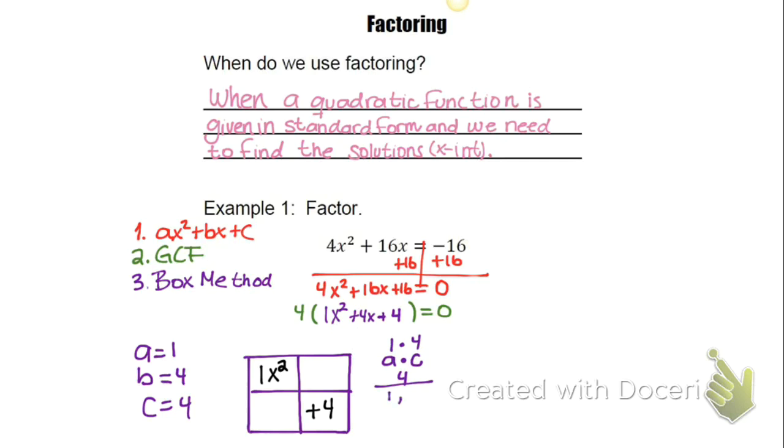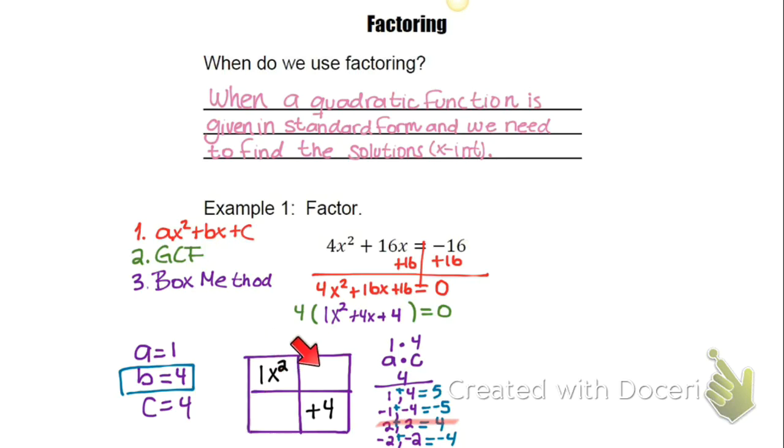So we can take 1 and multiply it by 4, negative 1 by negative 4, 2 times 2, and negative 2 times negative 2. But which pair are we going to pick? Well, please remember that we're going to pick the one that when we add them together gives us positive 4. So the pair that gives us 4 when we add them together is 2 and 2.